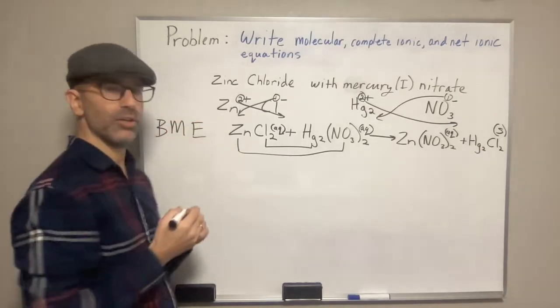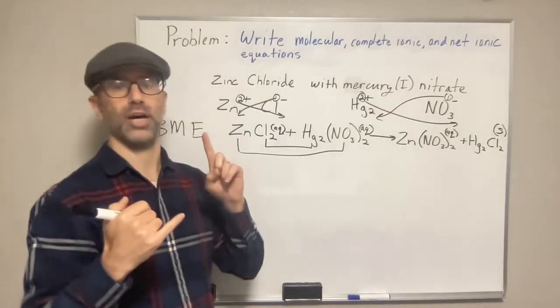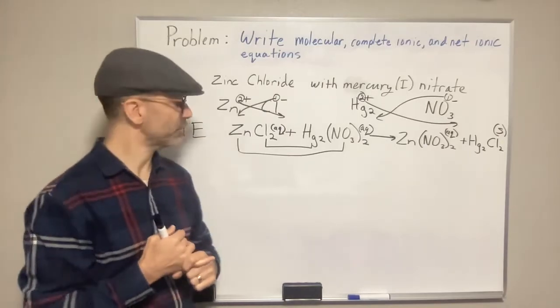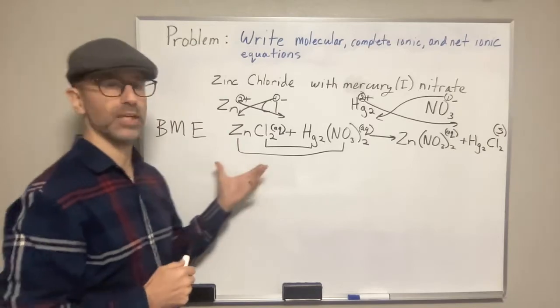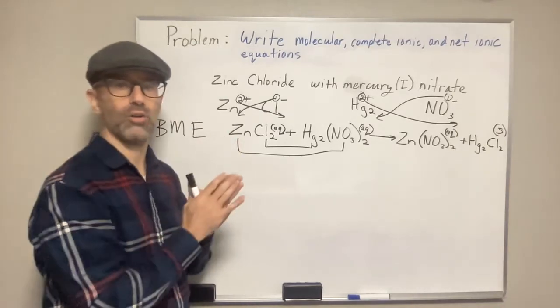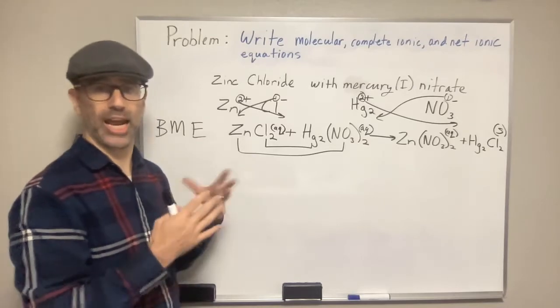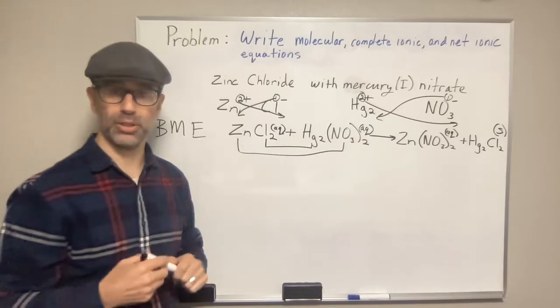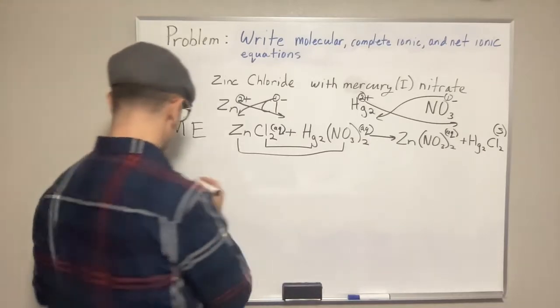So now we can do the ionic equations. We're going to do the complete ionic equation and we're going to do the net ionic equation. So first, the complete ionic equation. When you write your complete ionic equation, you're basically taking all the ionic substances that are aqueous and splitting the ions apart, writing them separately. And so that's what we're going to do.